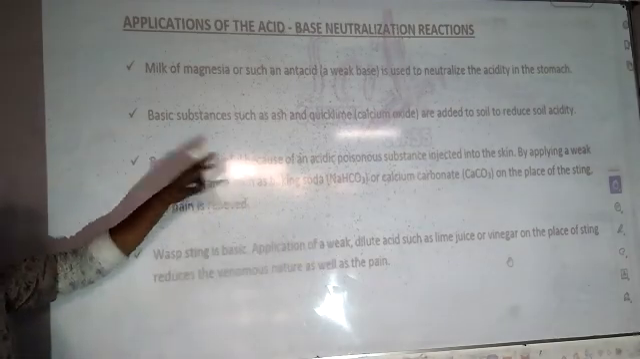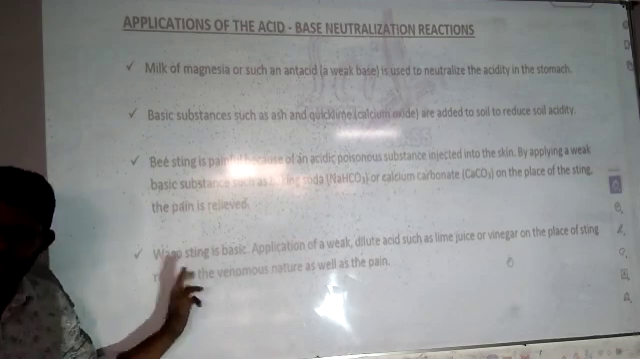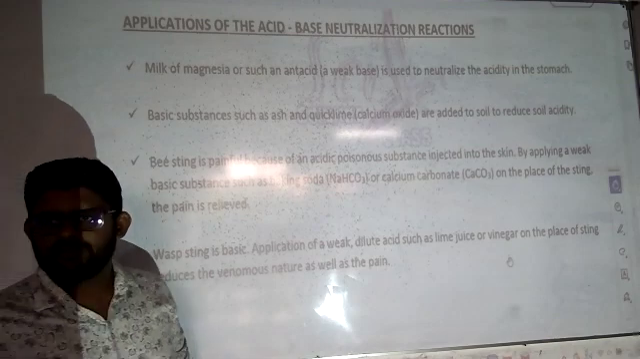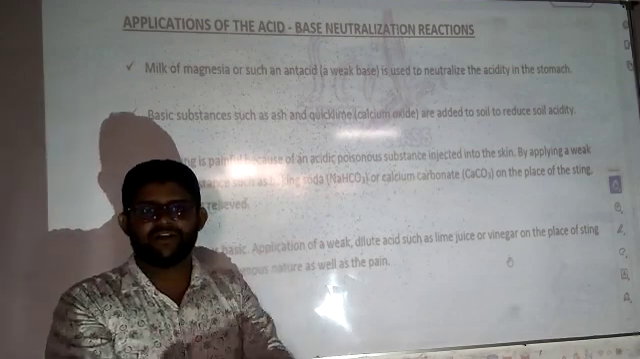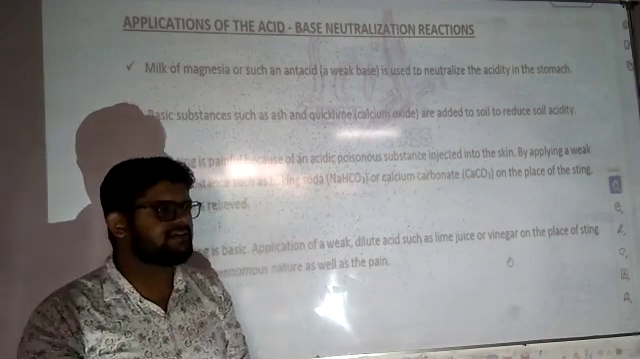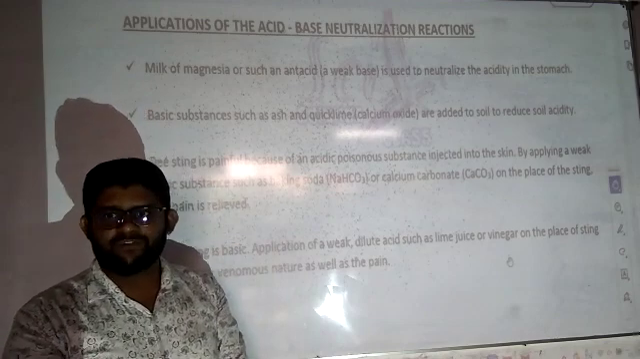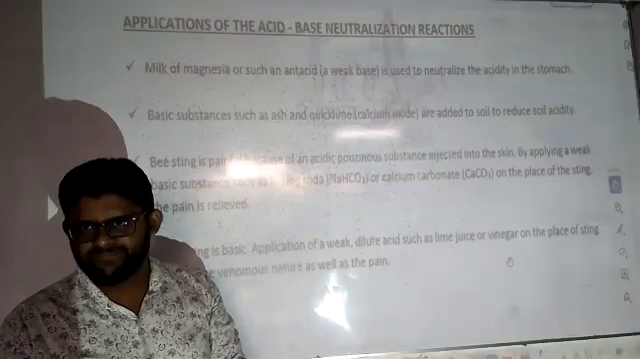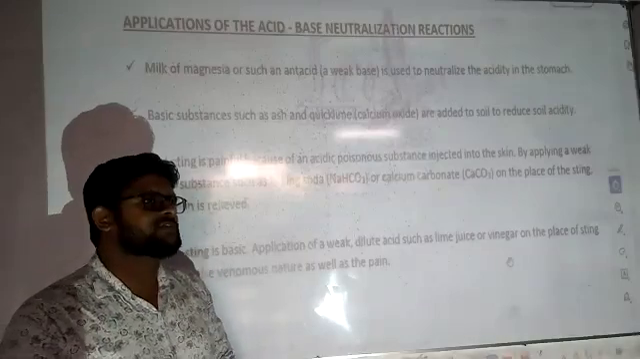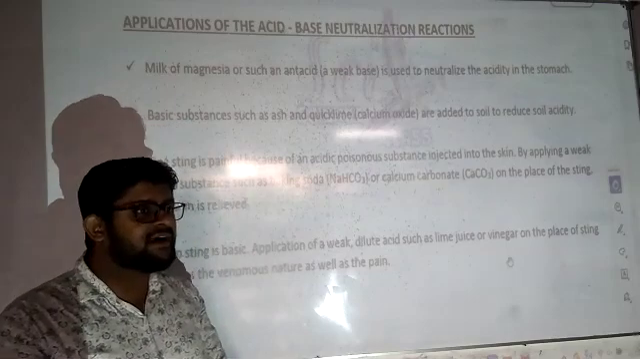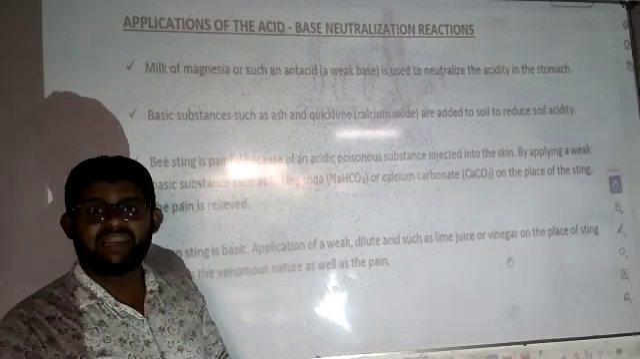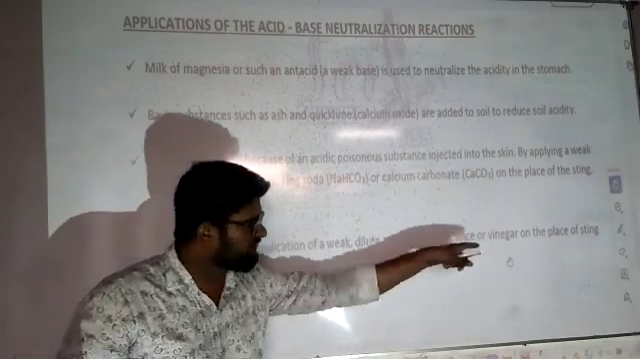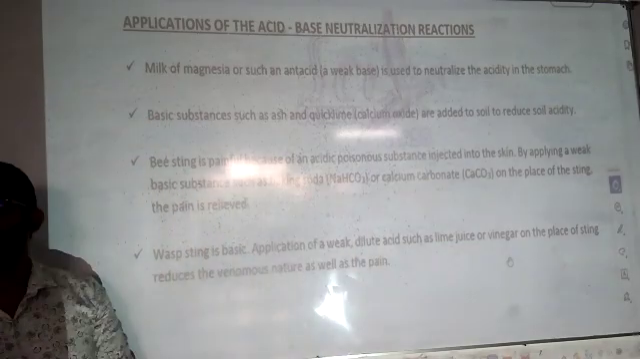And this sting becomes basic. Earlier it was acidic, right? Now it is basic. So for a basic thing, what are you supposed to apply? An acid. Hydrochloric acid, sulfuric acid, nitric acid. No, the wound would not be cured, because the area would be totally burnt up if it is a strong acid. So you have to apply a weak acid like vinegar or lime juice. Again, lime juice, not lime water. Lime juice, vinegar. On the basis of this you are going to apply.